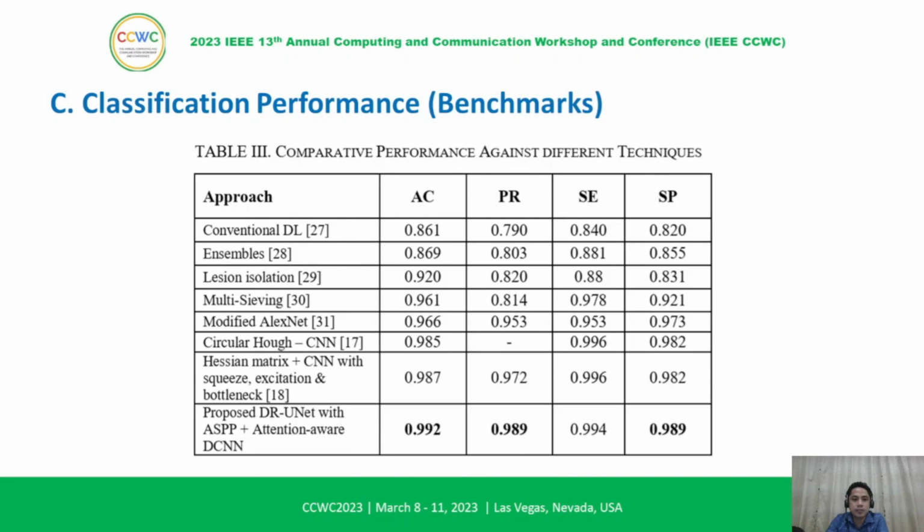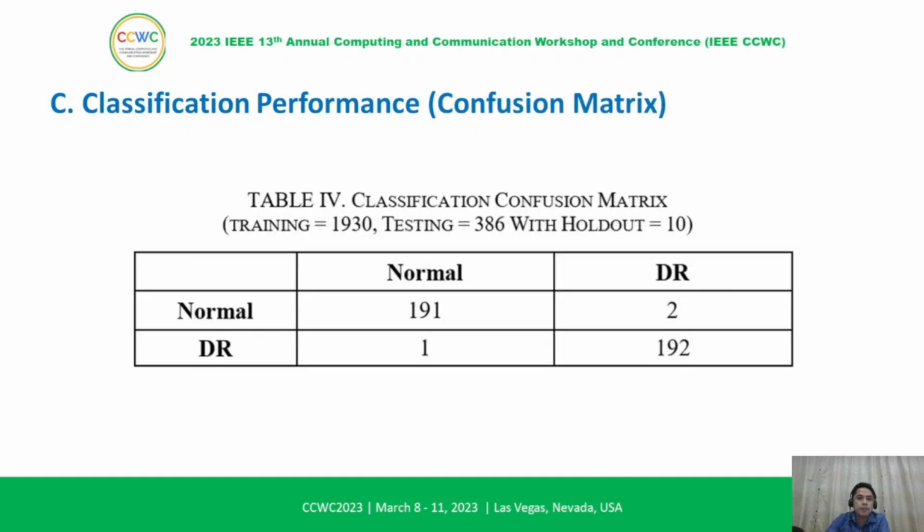For the classification, we benchmarked based on literature. It shows that our proposed DR unit with atrous spatial pyramid pooling plus attention-aware deep convolutional neural network outperforms other existing models with an accuracy of 99.20%. In terms of the confusion matrix, for DR there is only one misclassification, and for normal to DR, only two misclassifications.